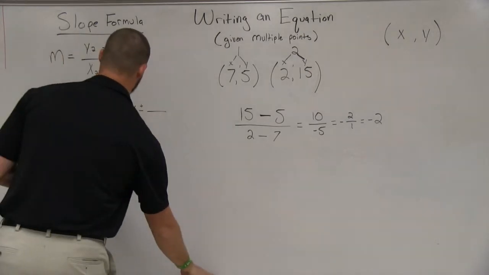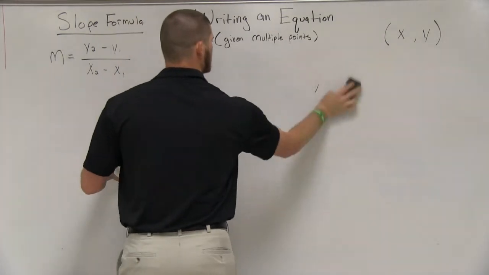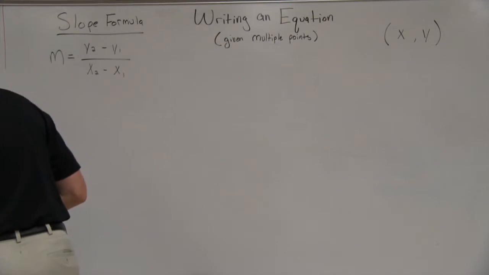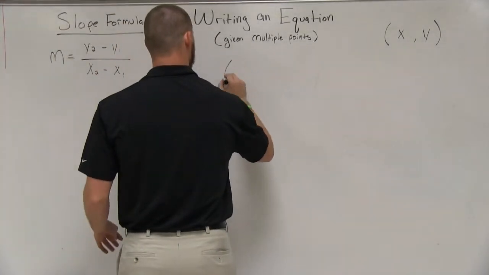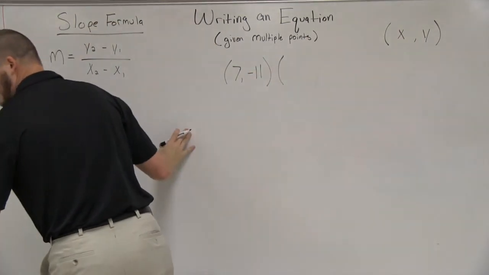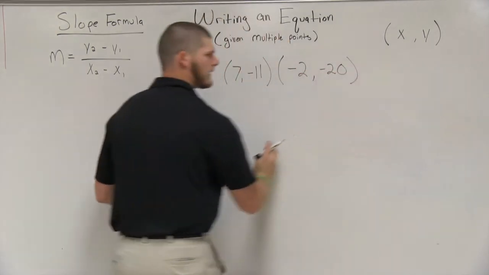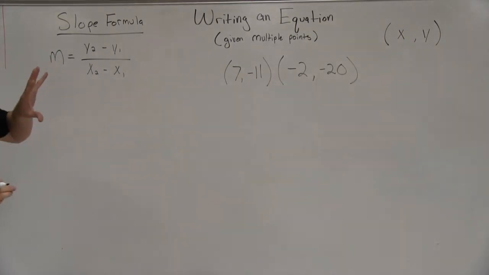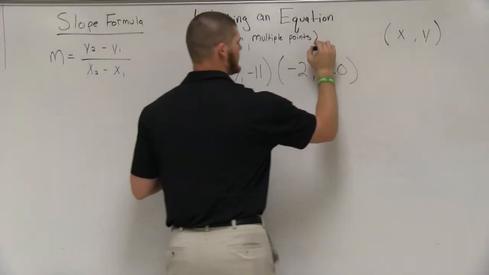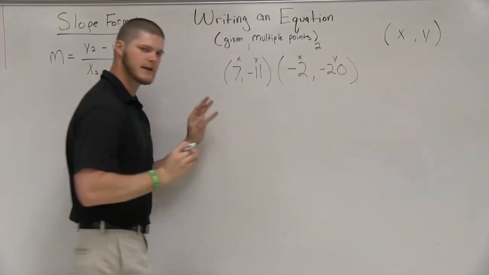So I want to practice another one of these. Let's just look at one more. Let's say that we have the point 7, -11, and we have the point -2, -20. Again, we're just going to quickly fill in our equation. Let's label our points 1 and 2, x1, y1, x2, y2. Again, this is a plug and chug formula.